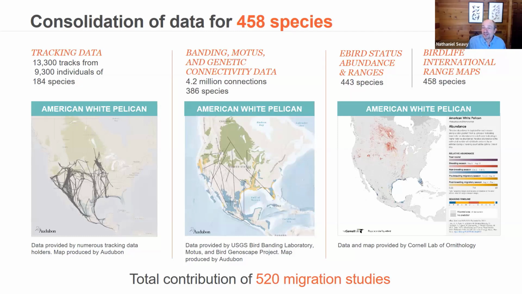And then we also have the BirdLife International range maps. And for some of the species that are in areas where we still don't have very much eBird data, these range maps help us fill in the gaps between there. So we have a total of 520 migration studies that have gone into building the Bird Migration Explorer into what it is.